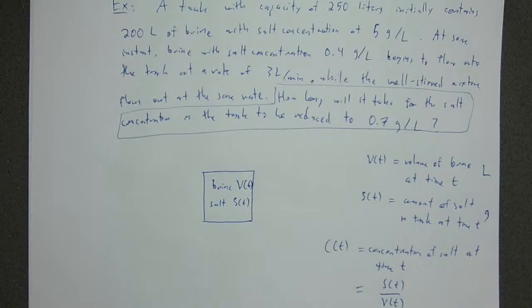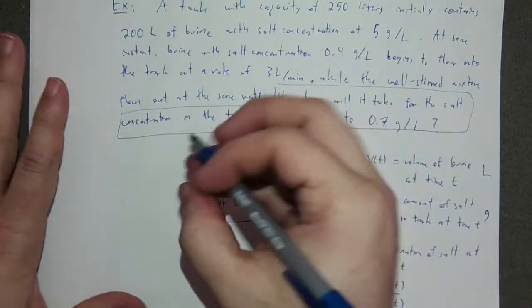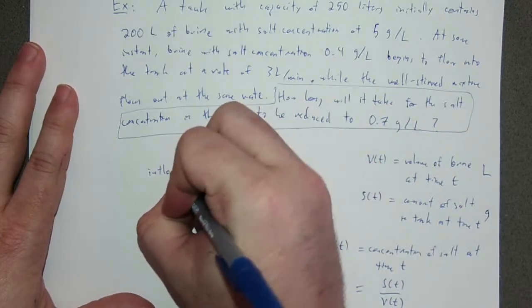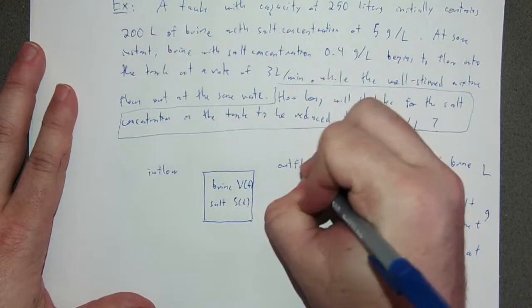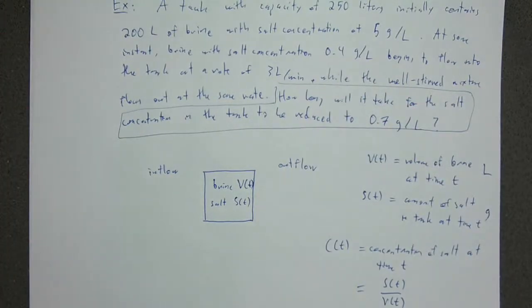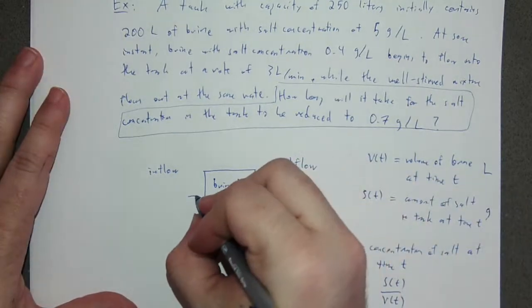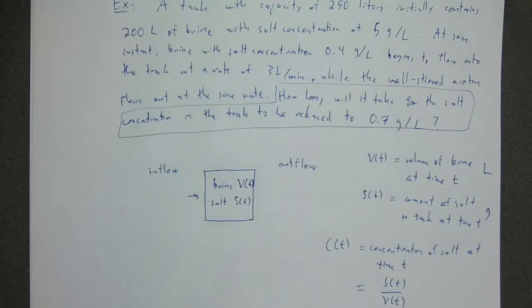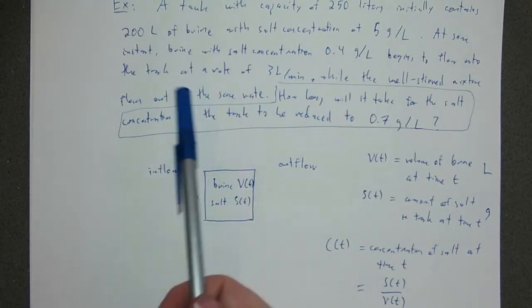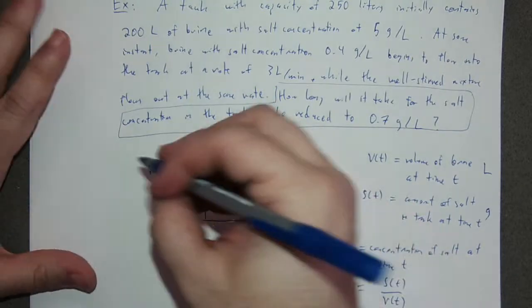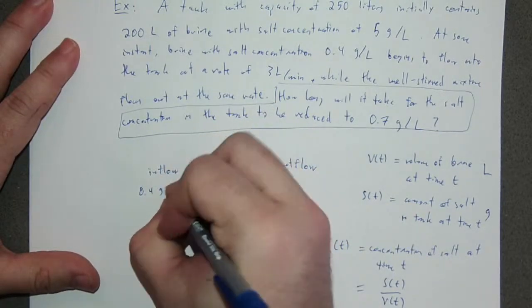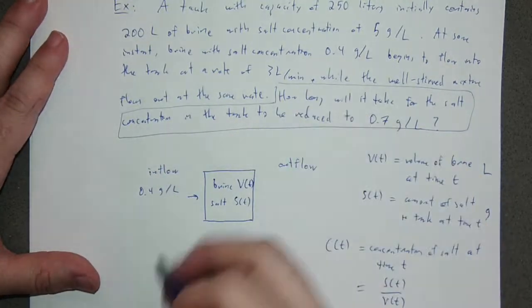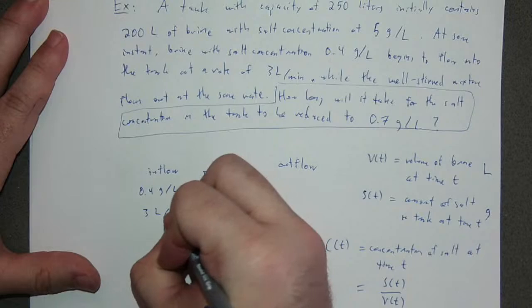And so we're getting a more complete picture here. Let's do a couple more things. First of all, I have inflow and I have outflow. My inflow into the tank, what do I know about it? Brine with salt concentration of 0.4 grams per liter flows into the tank at a rate of 3 liters per minute.